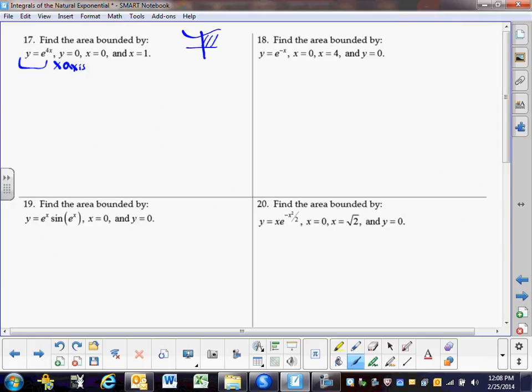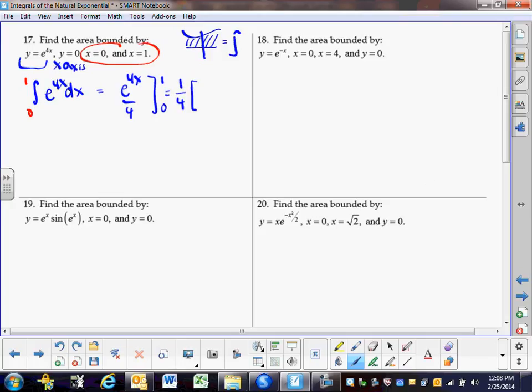Okay, for these questions, they're written out and they tend to confuse students a little bit, but the area bounded by a graph and y equals 0 is really the x-axis. Well, that's what we've been doing the whole time. Finding the area really just means the integral. So we're going to do the integral of e to the 4x dx from x is 0 to x is 1.